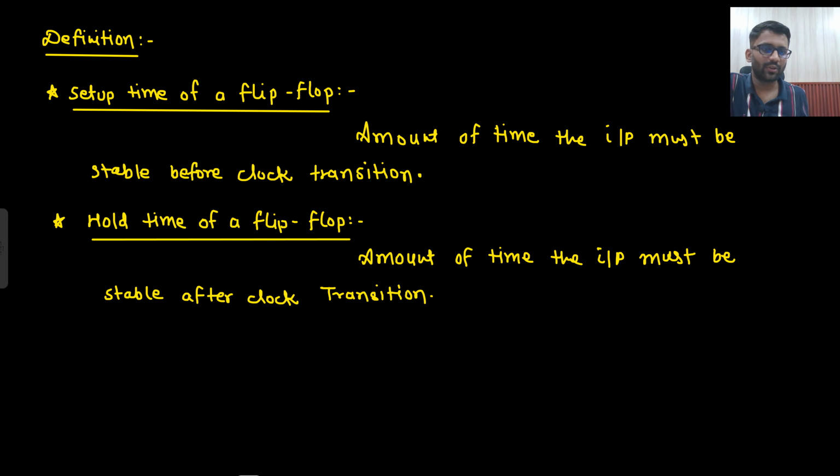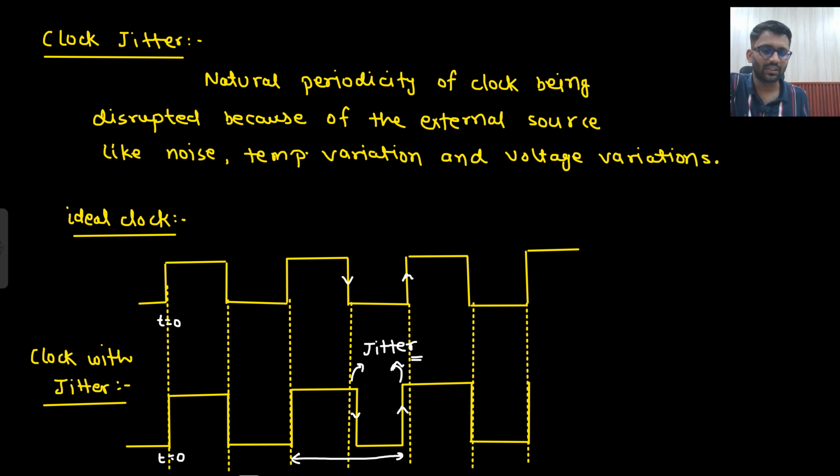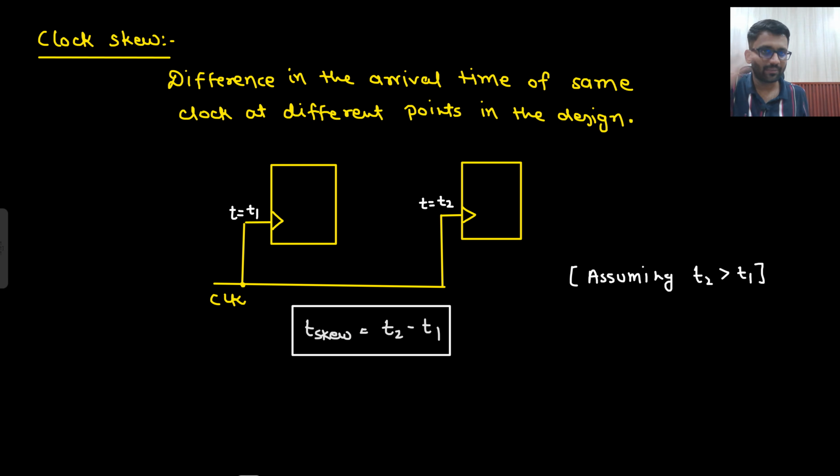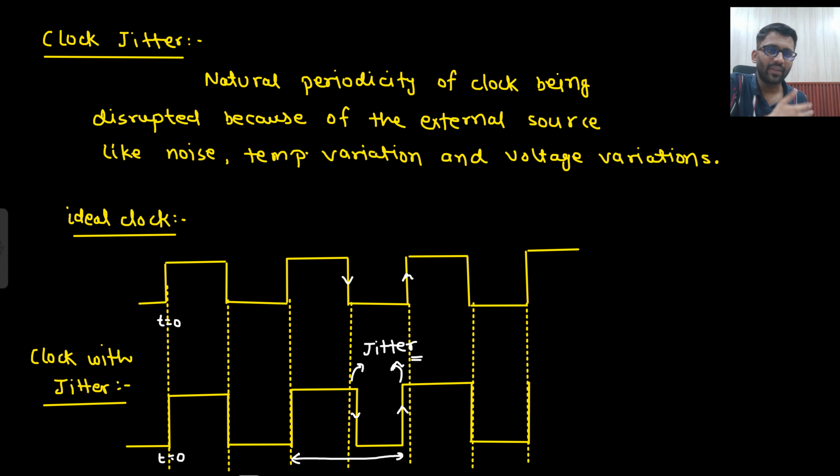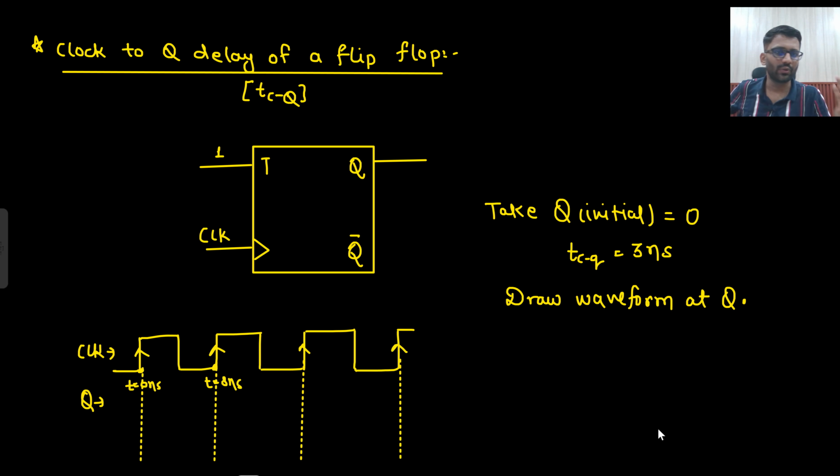So these kind of terms will be used there: setup time, hold time, then clock jitter, clock skew. You need to know what the meaning of that is. Okay, now let's come back to our topic. But before that, just one more term, that is clock to queue delay.